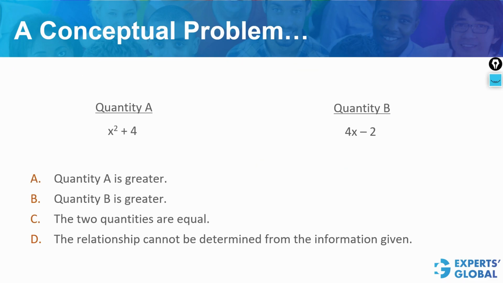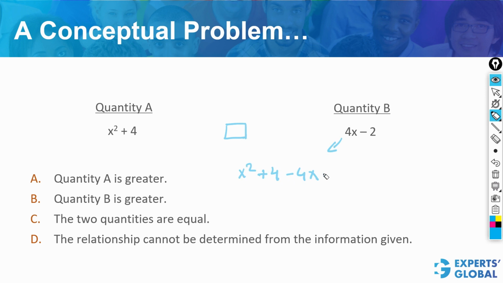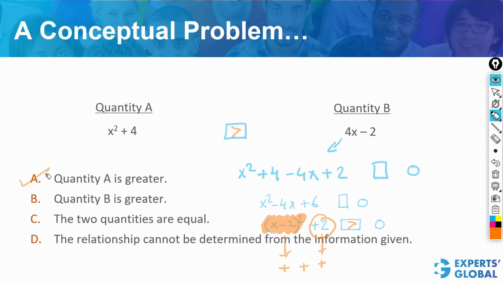Please pause the video and solve this problem. We don't know the sign here. Let's get all the variables on one side. So we have minus 4x plus 2, and we don't know the sign here, 0. This simplifies into this expression. Now, if you see closely, on the left-hand side, we have x minus 2 whole squared plus 2. Now imagine x minus 2 squared is going to be positive. So this part is positive and plus 2 is anyway positive. Therefore, the sum of these terms is definitely going to be positive. Quantity A is greater. A is the correct answer choice.